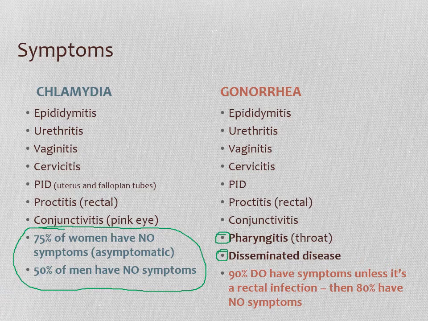Gonorrhea is different. So gonorrhea most of the time causes symptoms. So 90% of people who have an urethritis or vaginitis or cervicitis from gonorrhea, they have symptoms. In fact, one of the nicknames for gonorrhea is the drip because the discharge out of the penis can be quite significant. The difference here is if you have the proctitis. If it's a rectal infection, then actually most of those have no symptoms, but you can transmit it to a partner. So those are the big differences between the two.